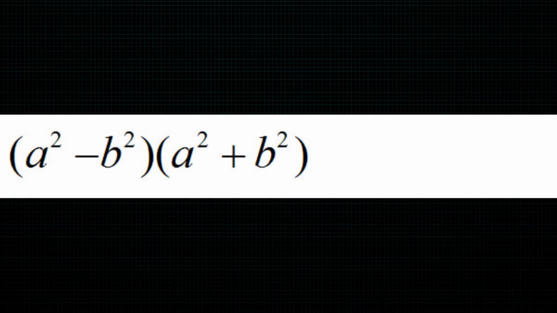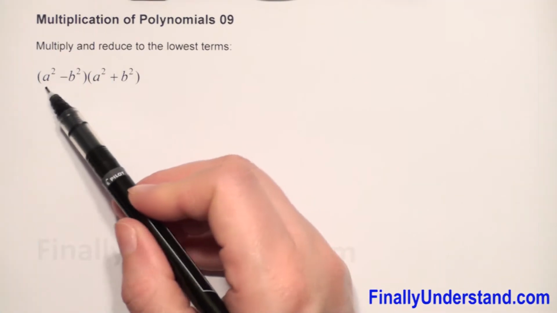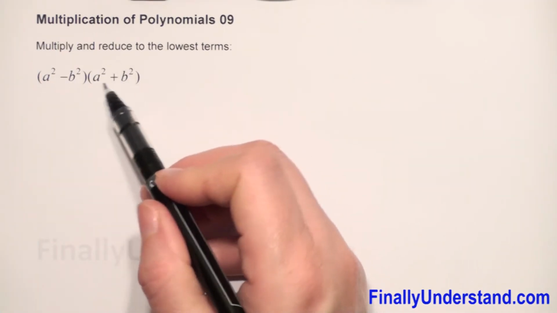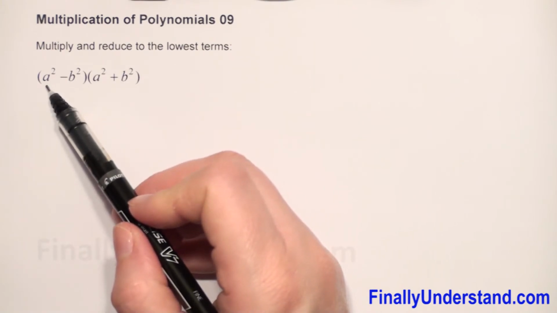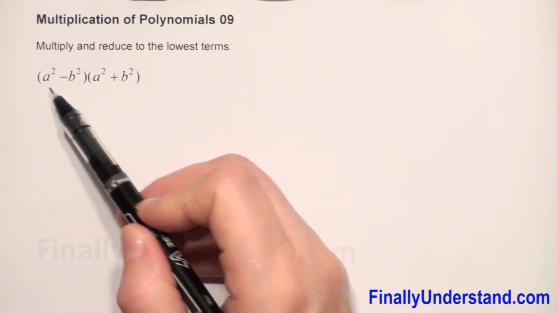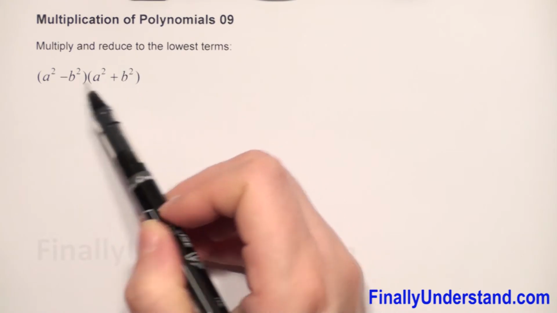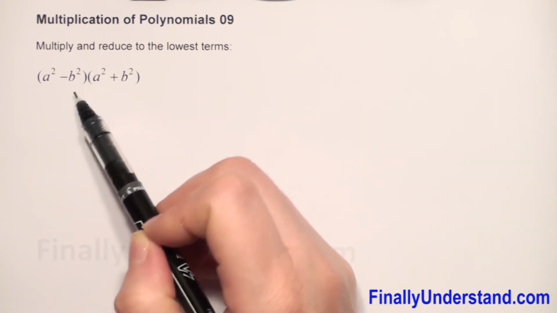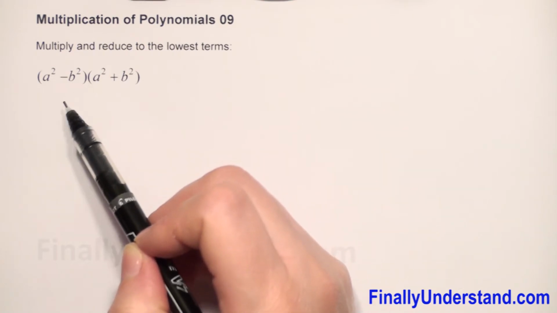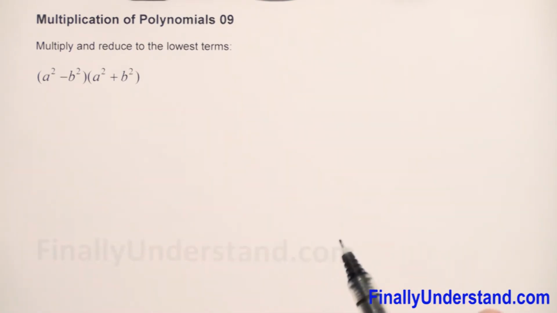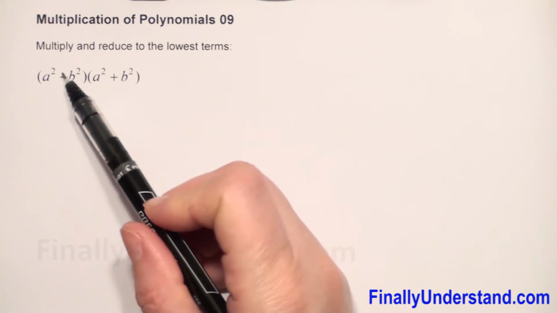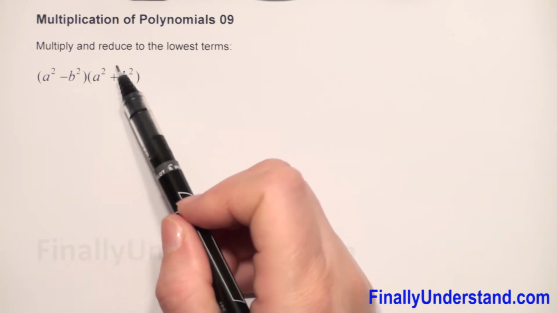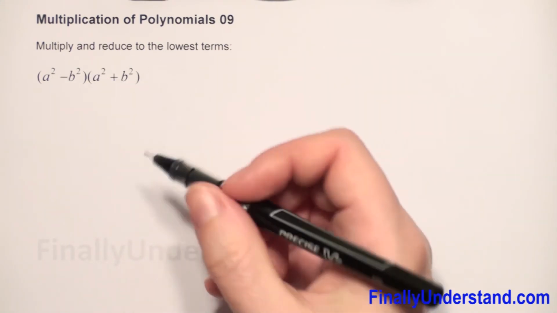We have multiplication of binomials. Why? Because we have in the first parenthesis 2 terms and in the second parenthesis 2 terms. What we have here? We have the same terms, a square, b square, and different sign. So we can use here difference of two perfect squares formula, if you remember. If not, you have to multiply every term in the first parenthesis by every term in the second parenthesis.